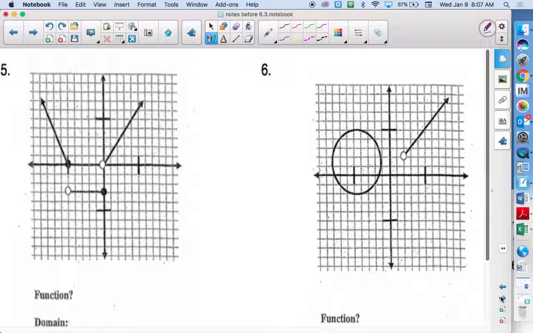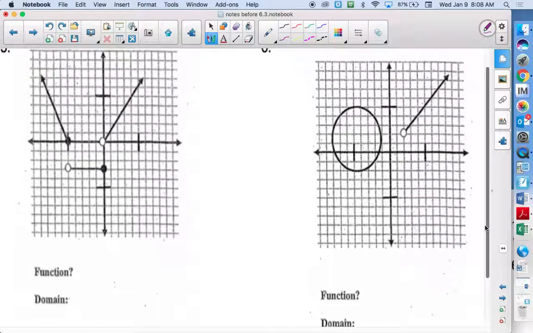So I said 5 looked to be probably the most interesting, but 6 is pretty interesting as well. So 5, we have 3 separate lines. We talked about this in chapter 2 being a piecewise function. So you have multiple functions, but only pieces of them combined together, they make one graph. So is this a function? I just said it was called a piecewise function, but is it a function? Does it pass the vertical line test?